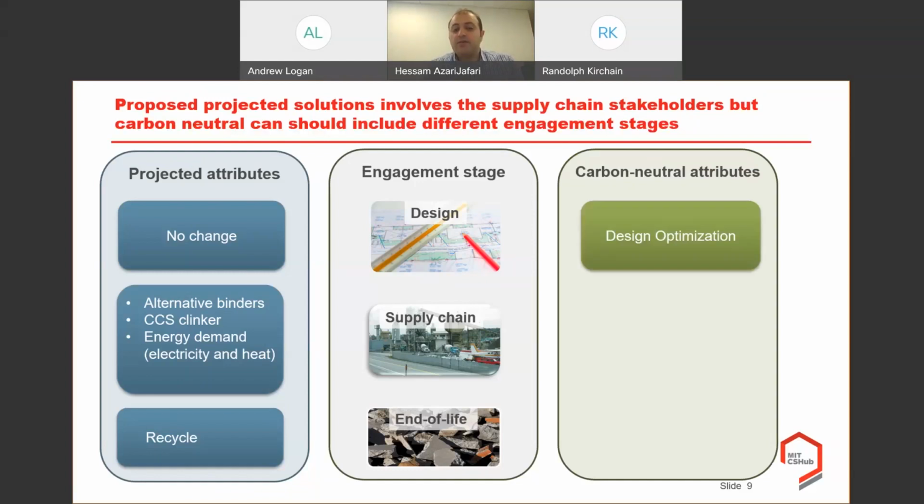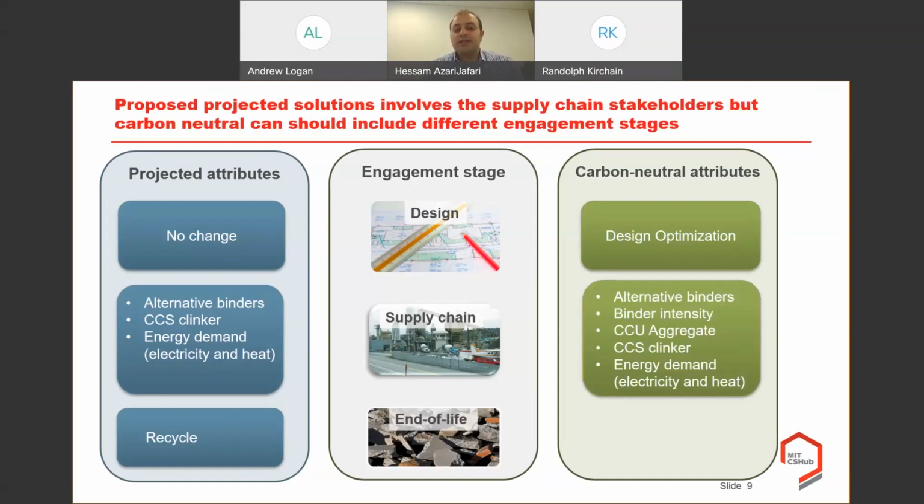solutions here. First of all, we consider the design optimization. So this is the role of the designers to improve the quality of design based on the available data and the historical data that they have, to refine the process of design based on new codes. And we have supply chain, so we expanded the solutions in the supply chain to gain benefits, for example, binder intensity, the carbon capture utilization for aggregates, in addition to intensifying the other levers that we have in the projected attributes. And at the end of life, we have this recycling that we can intensify and increase as well.